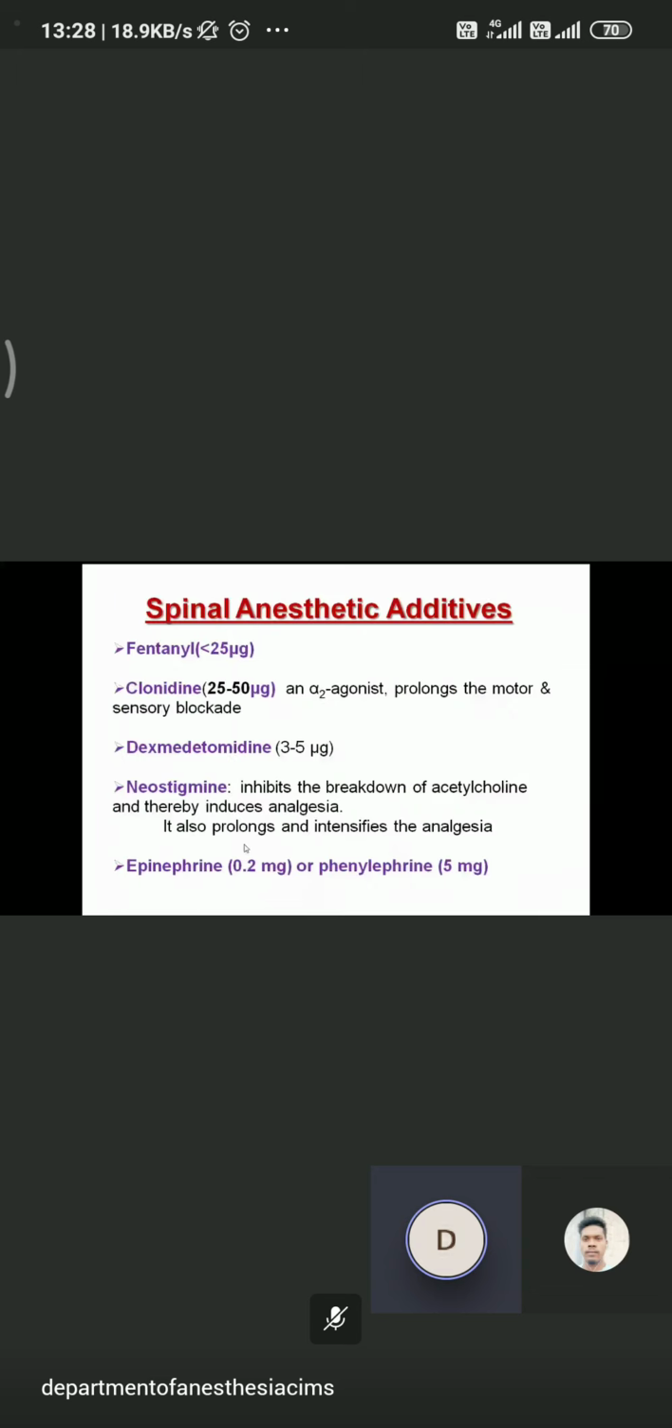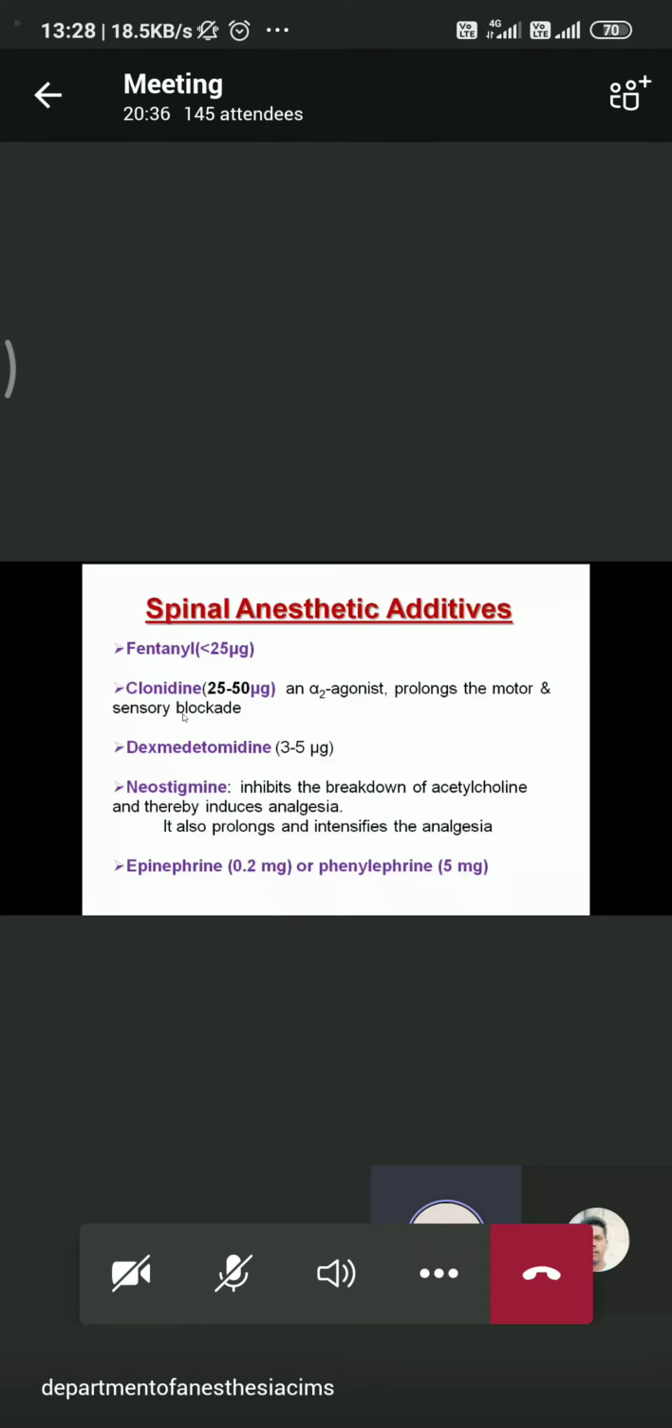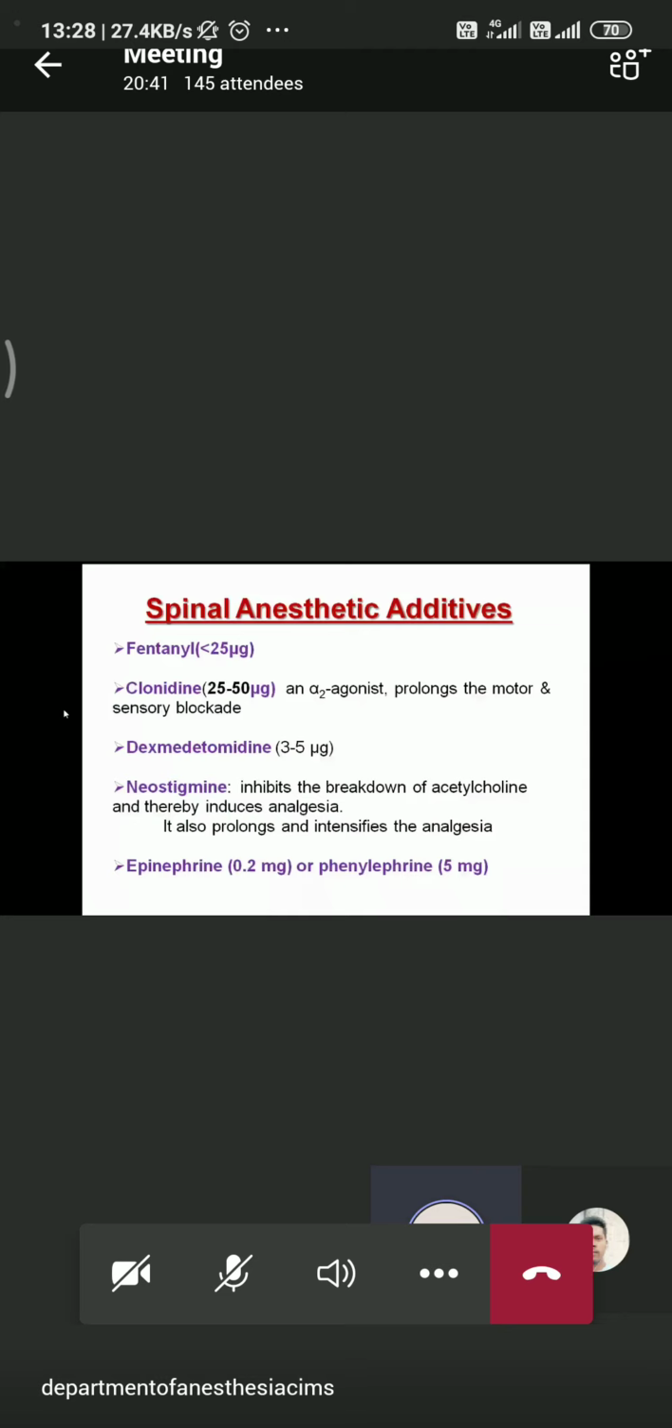There are several additives: fentanyl, clonidine, dexmedetomidine, newer drugs, neostigmine, and epinephrine. These are used to enhance the duration of the block and to provide post-operative analgesia.